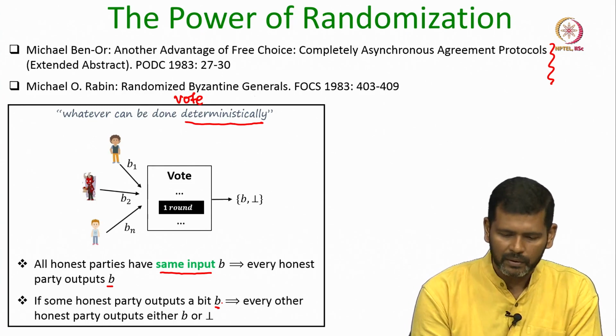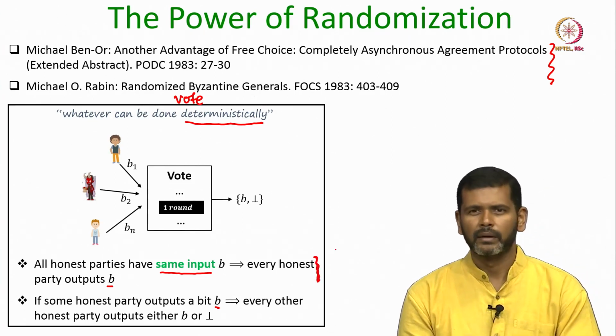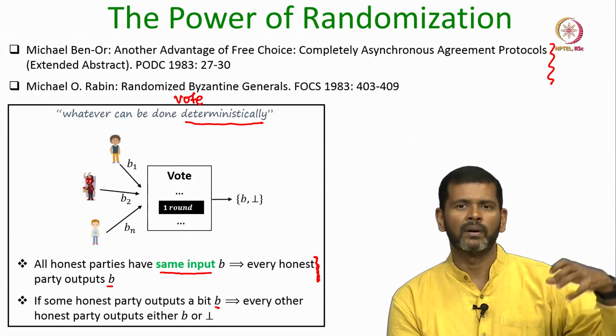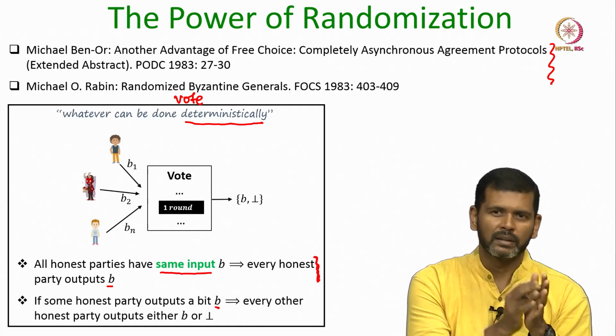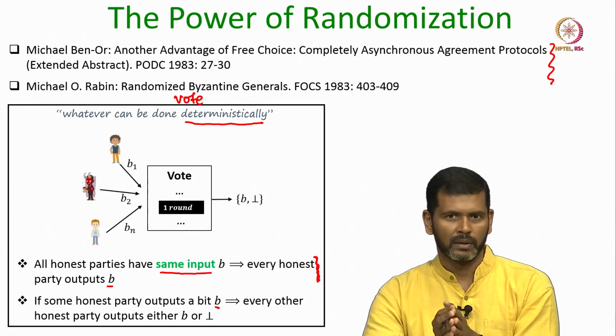Okay. So, the first property says that if the parties are already in agreement to begin with, that means they start the vote protocol with a state where all the honest parties have the same input, or are on the same page, then they stick to that output at the end of the vote protocol.